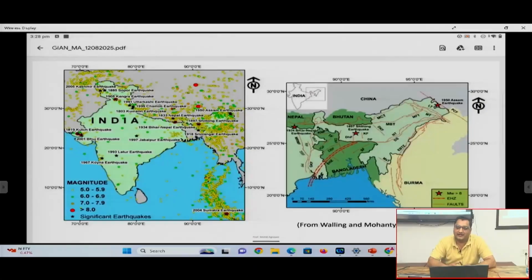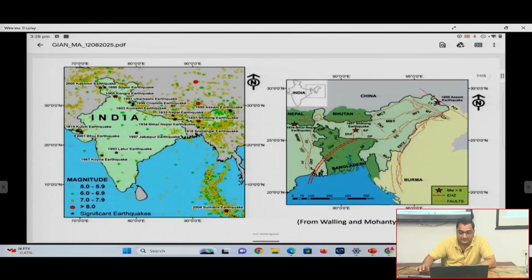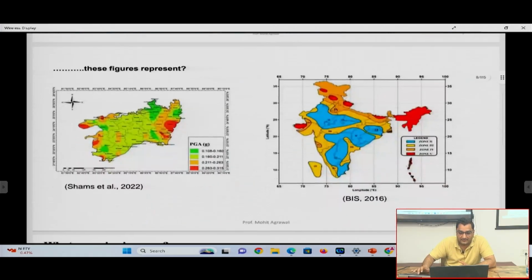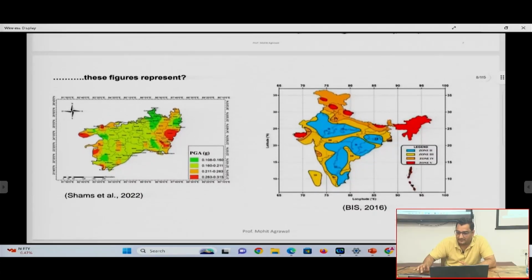But there is the other section of scientists who believe that the Oldham fault is not located right at the northern periphery, but it is a little far away from the northern periphery of the Shillong Plateau, and it is basically known as the Brahmaputra fault. Now, if we go further, what do you think these figures are?